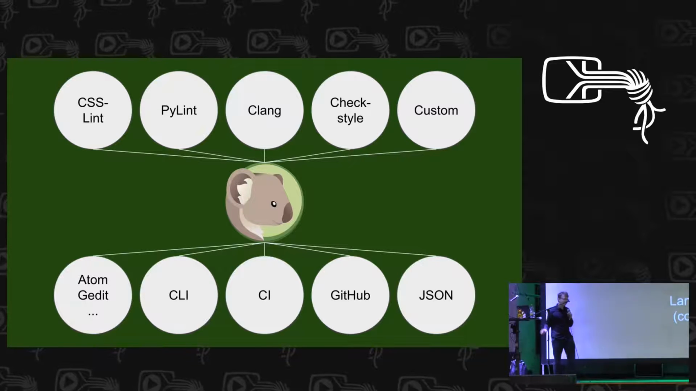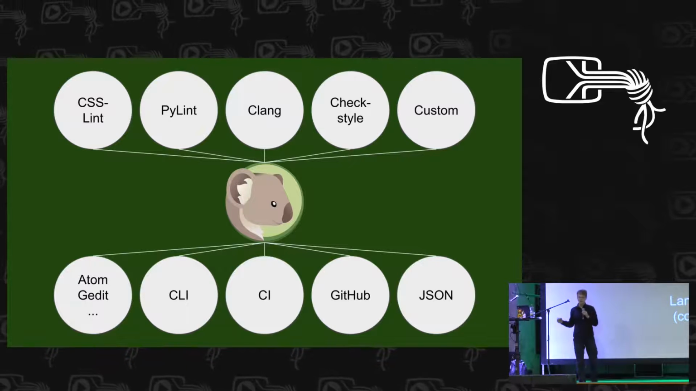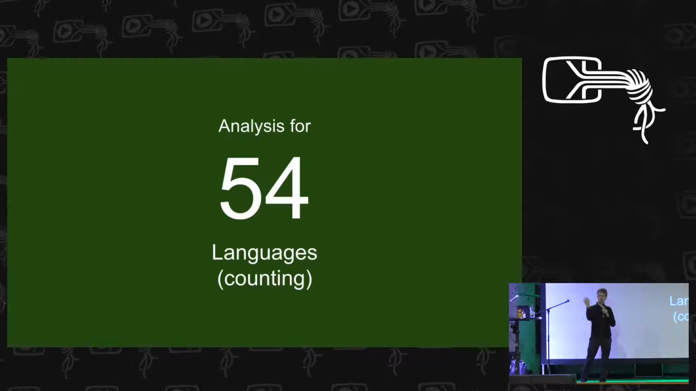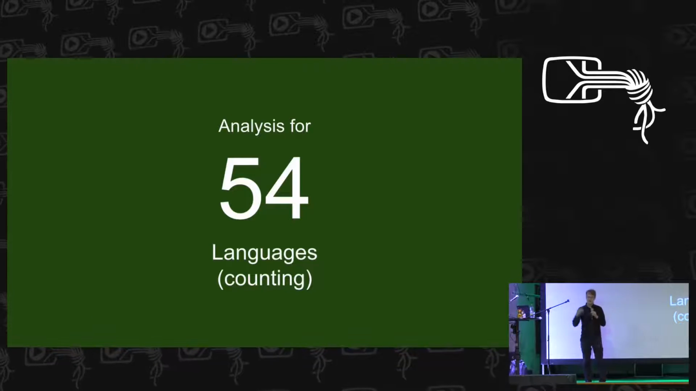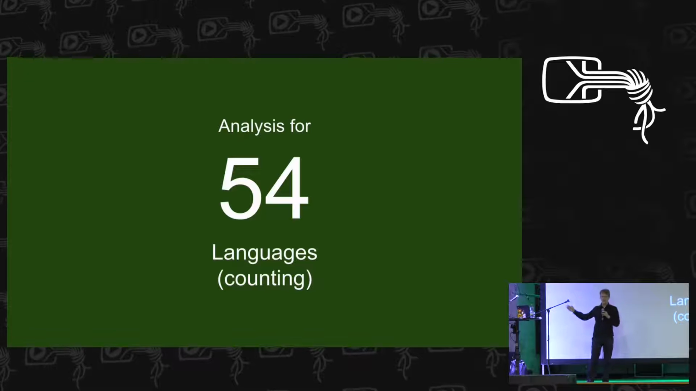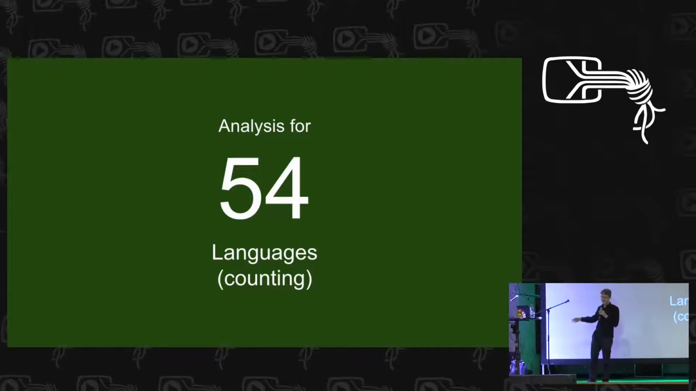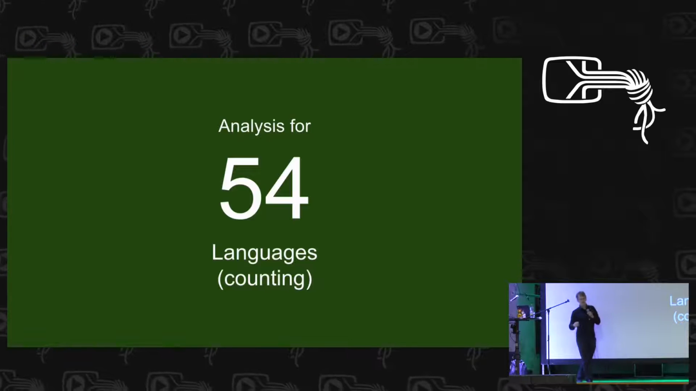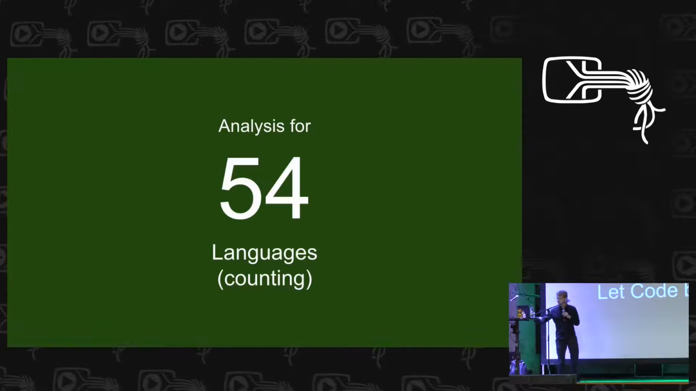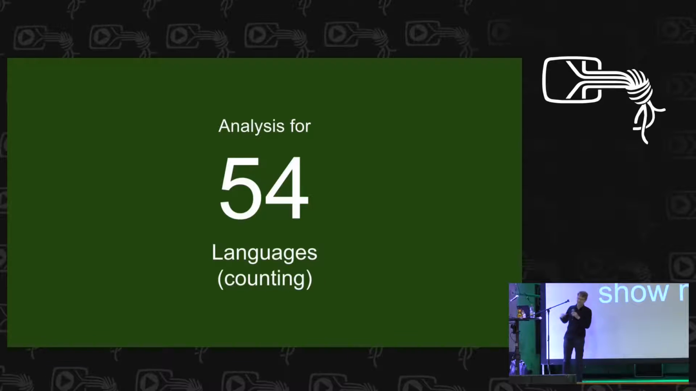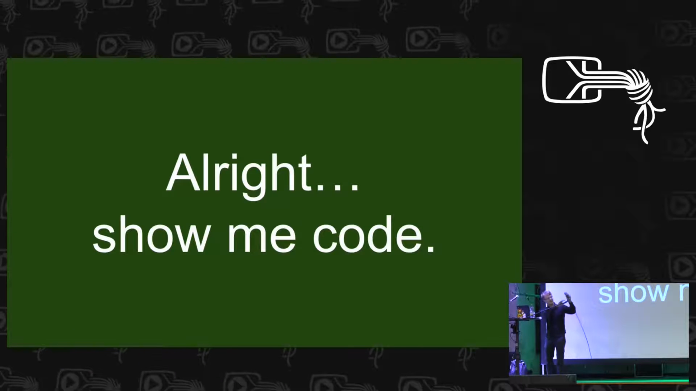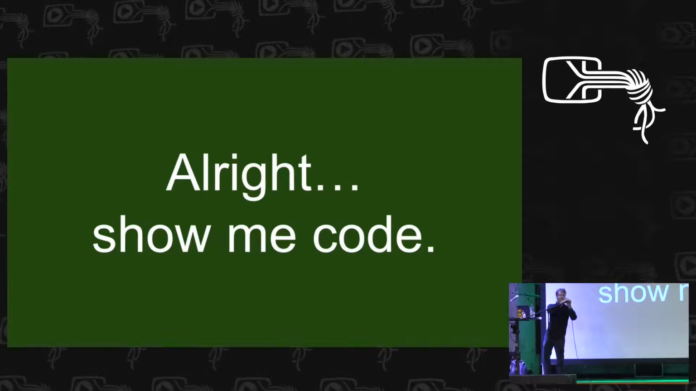So as a user, you can use one tool to analyze your whole project, which has 5 different languages. And as a developer, you can stop writing your tools and spending half of your time on the actual usability. So we're at a developer conference. So let's see some code. Let's see how well this works.